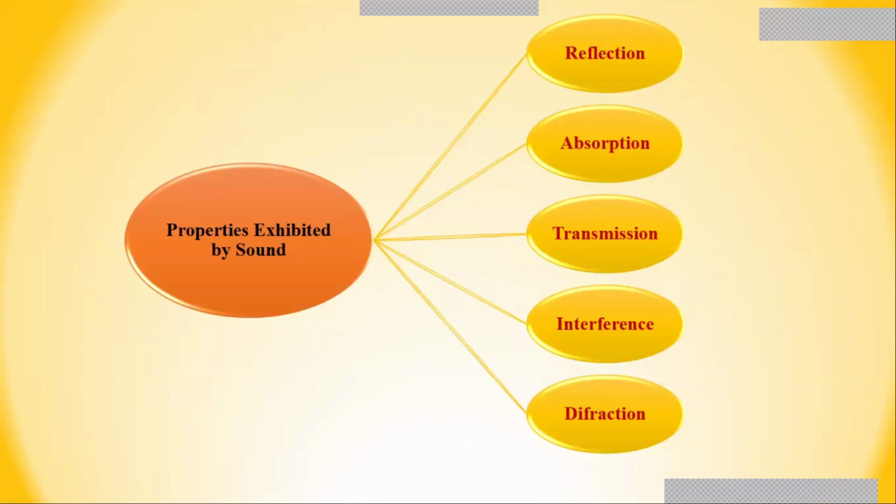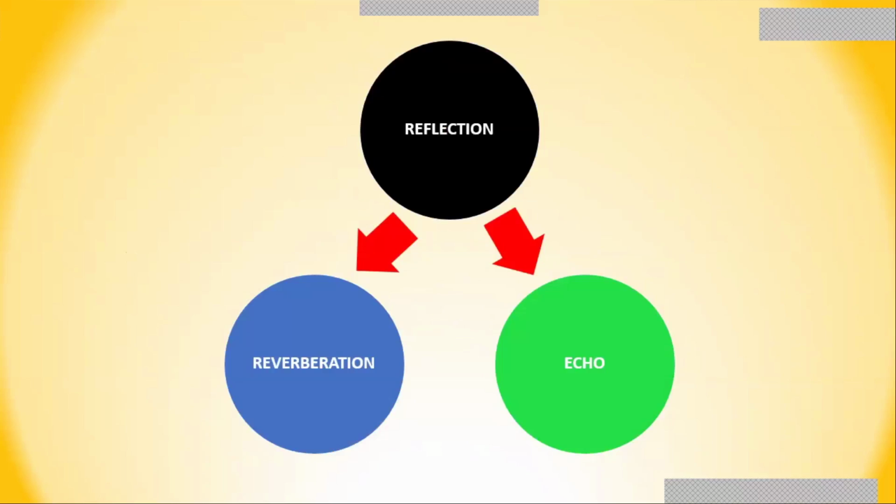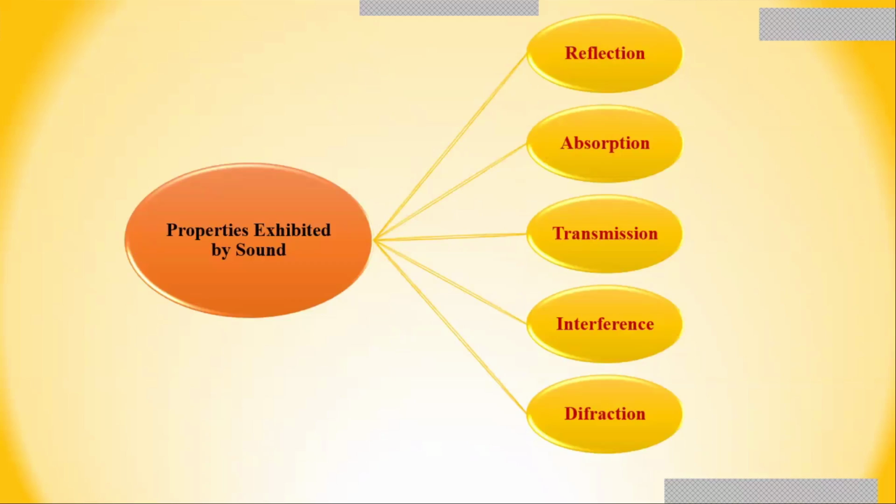Okay. A few of the properties that are exhibited by sound waves: sound waves can be reflected, absorbed, and transmitted. Interference will also happen, diffraction will also happen, right? Whenever sound waves are emitted, they travel and then fall on a surface.